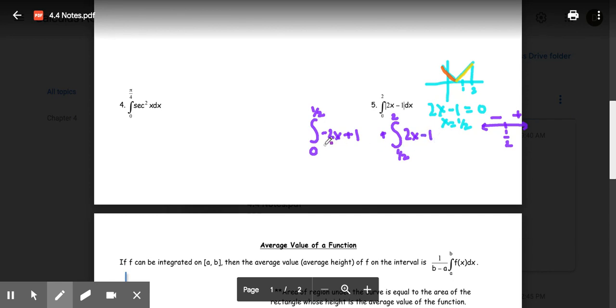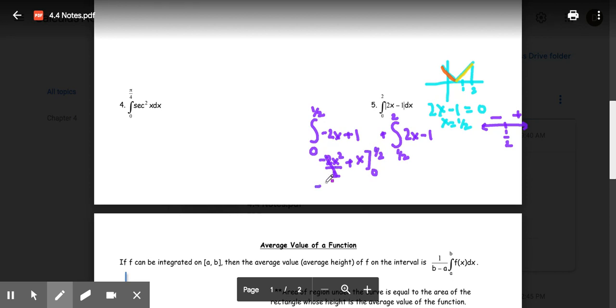All right, so now we have 2 separate integrals. We're going to do what we just learned, which is integrate it, then plug in the top bound minus the bottom bound. So if I integrate this, I get negative 2x squared over 2 plus x from 0 to a half. The 2's will cancel. Don't forget the negative is still out there.